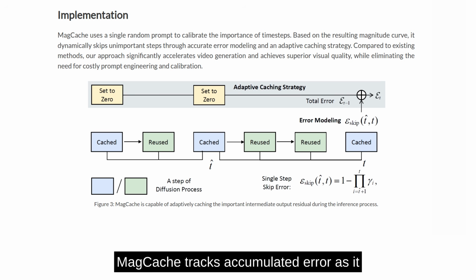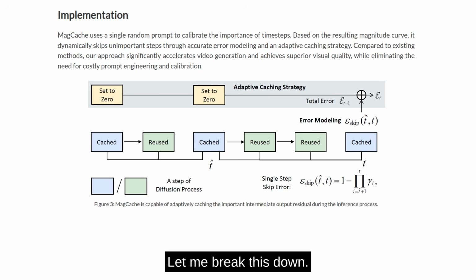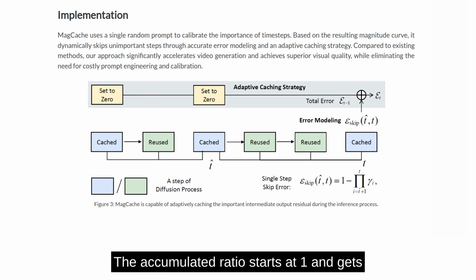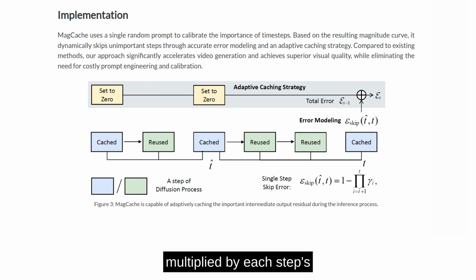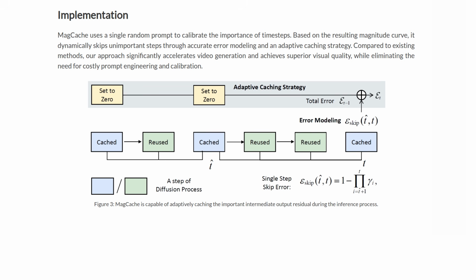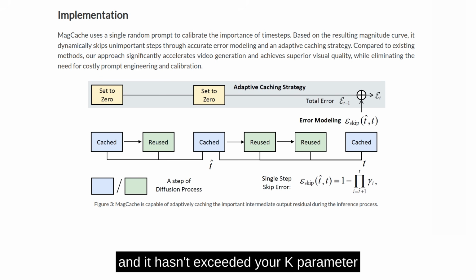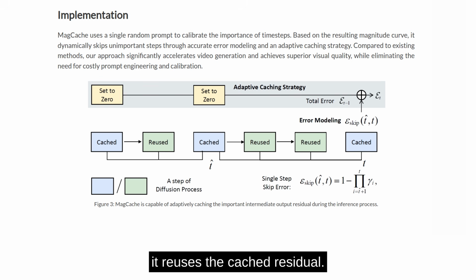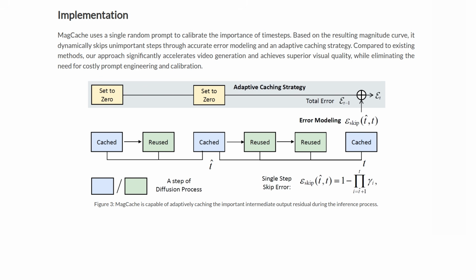MagCache tracks accumulated error as it skips steps. Let me break this down. The accumulated ratio starts at 1 and gets multiplied by each step's magnitude ratio. This tells us how different the current output is from what we cached. The error is calculated as how far this accumulated ratio drifts from 1. 2 user parameters control the skipping. If the total error stays below your threshold parameter, and it hasn't exceeded your K parameter from consecutive skips, it reuses the cache residual. Otherwise, it computes that step properly and resets the counters.